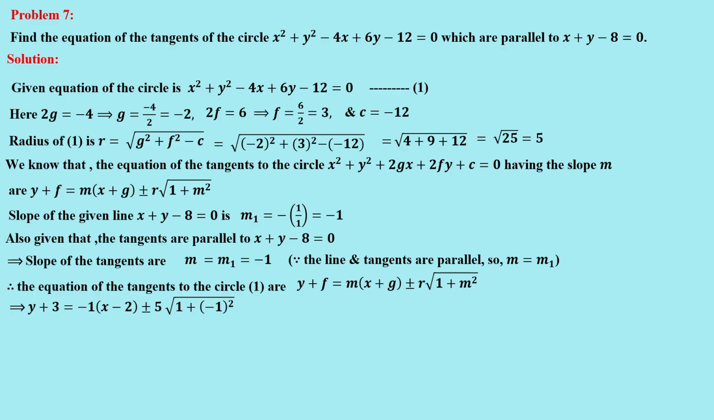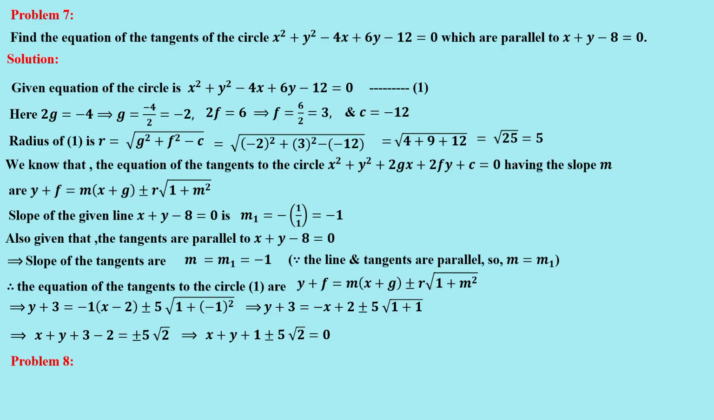Substituting all the values, y plus 3 is equal to minus 1 into (x minus 2) plus or minus 5 into root of 1 plus (minus 1) square, that is y plus 3 equal to minus x plus 2 plus or minus 5 root 2, right? So taking all the terms to the left hand side, x plus y plus 3 minus 2 plus or minus 5 root 2 equal to 0. Therefore the equation of the tangents are x plus y plus 1 plus or minus 5 root 2 equal to 0.